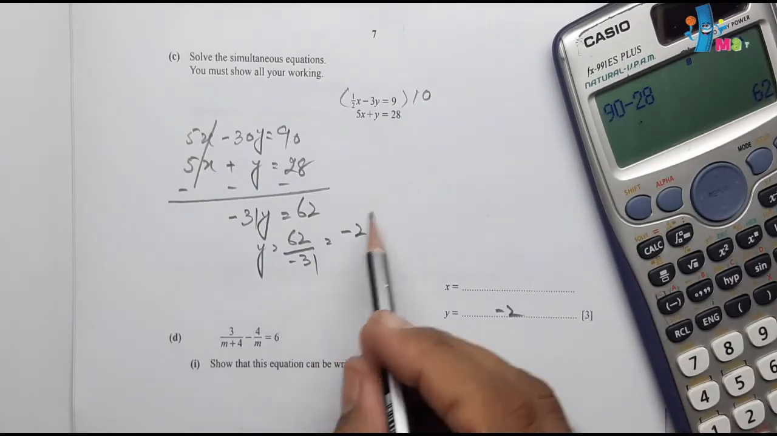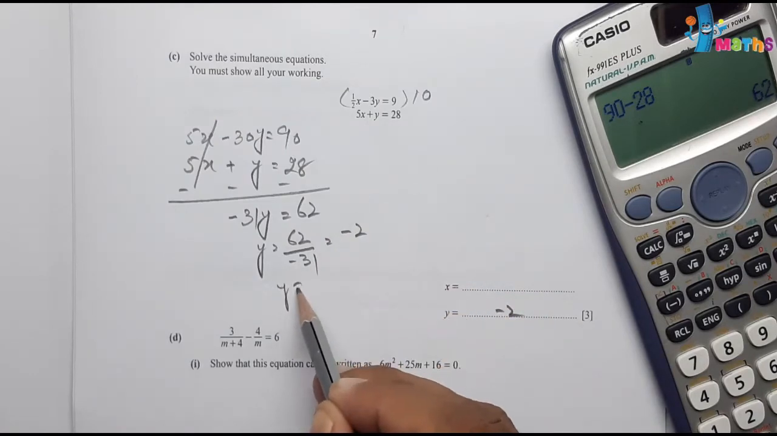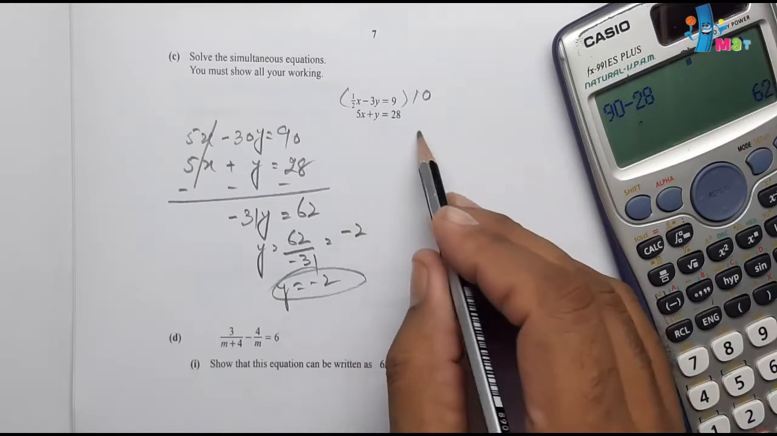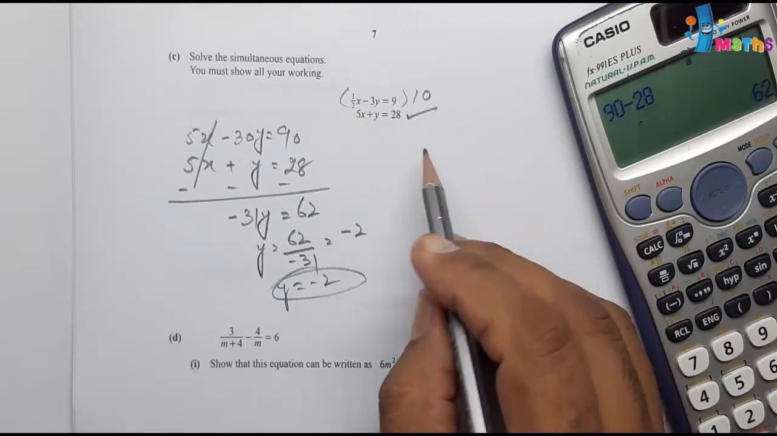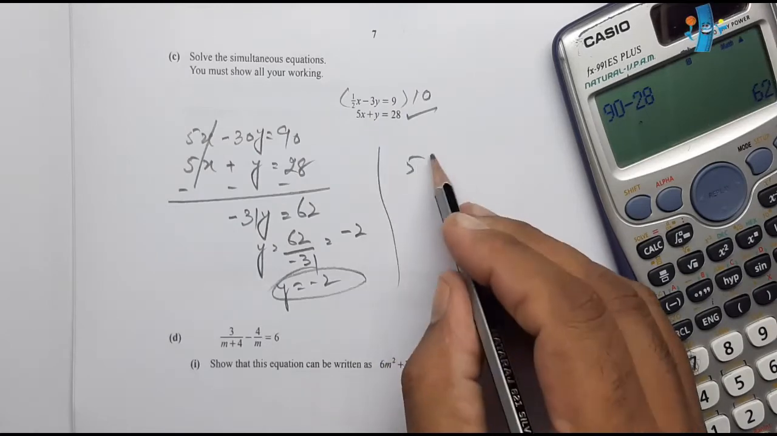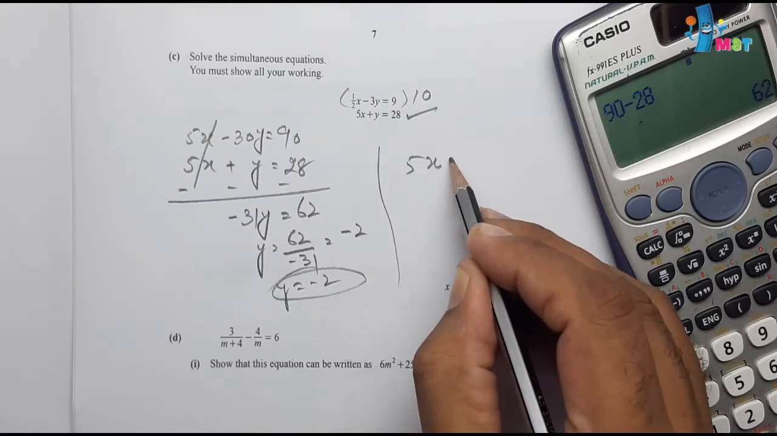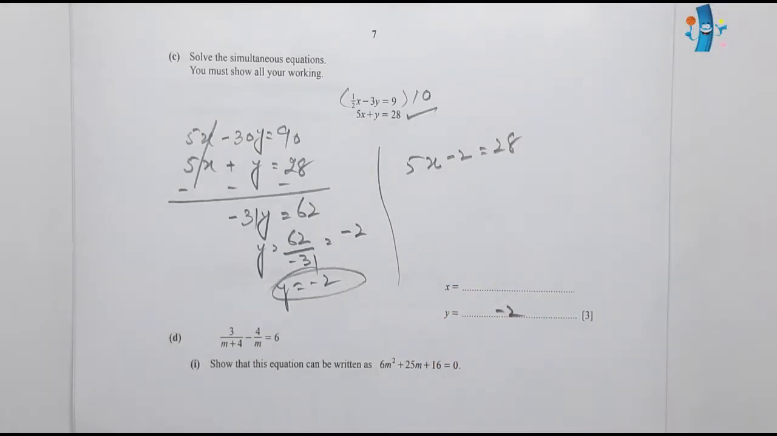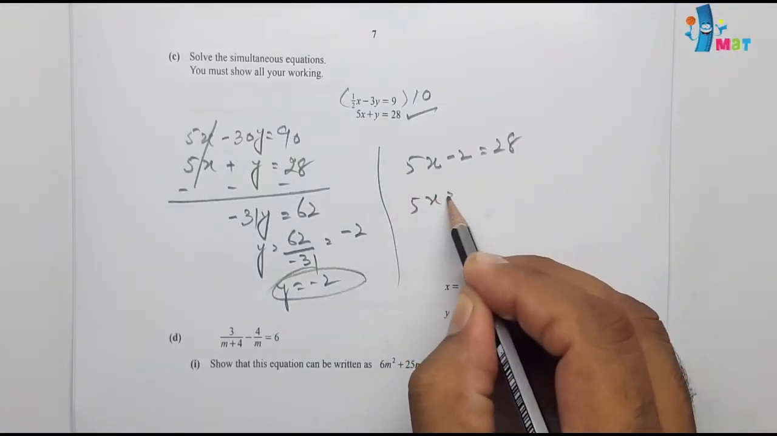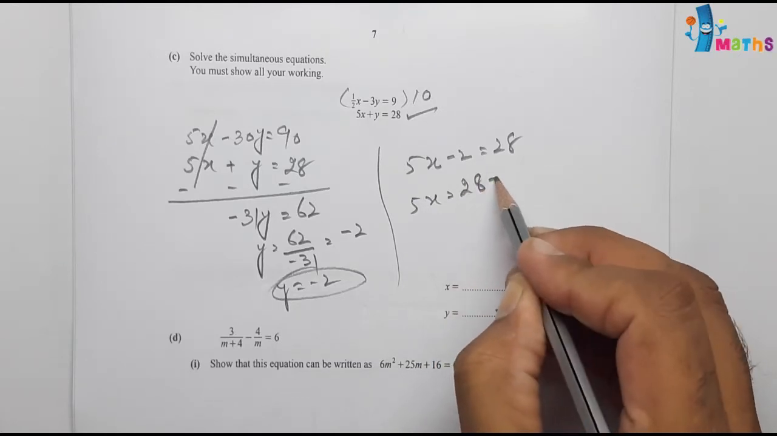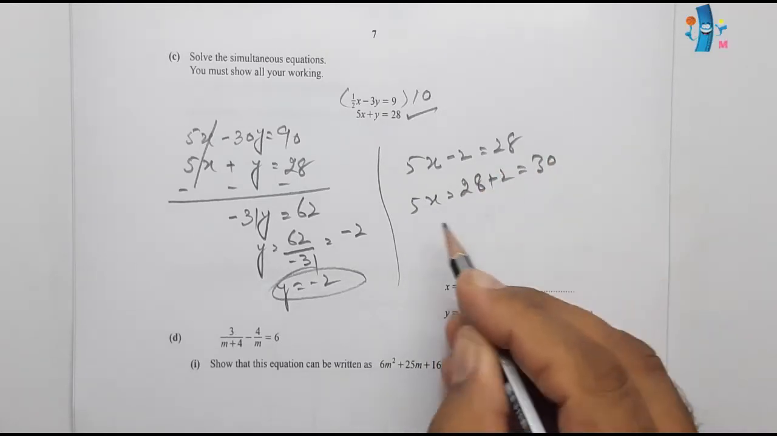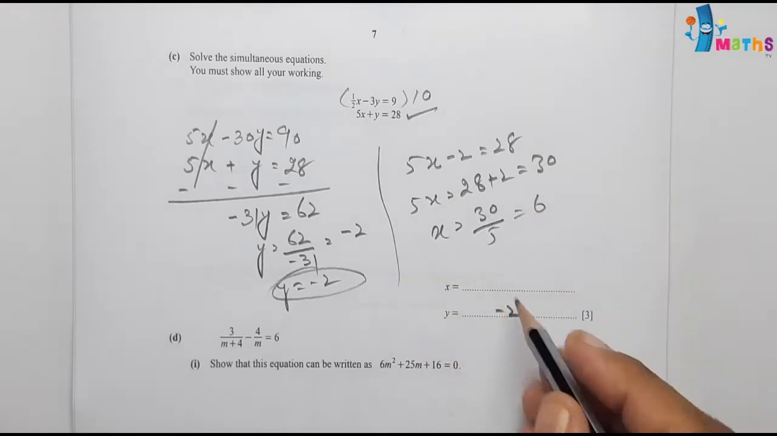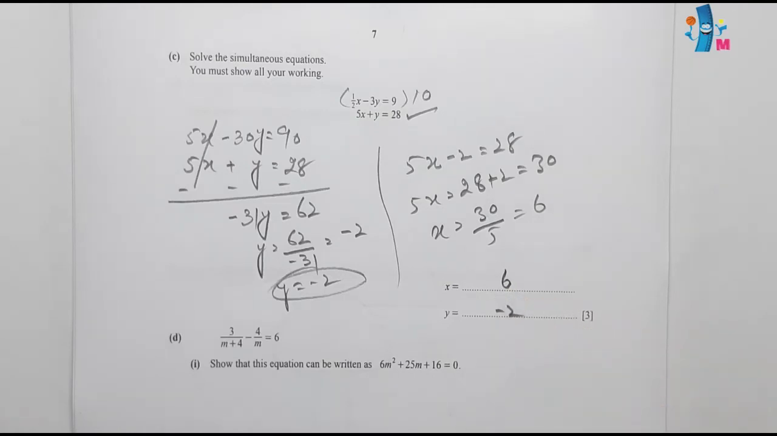We can write over here, and we can replace this value y is equal to minus 2 in any of these two equations, original equations. For example, I'll replace this equation second. So 5x minus 2 is equal to 28. So 5x will be equal to 28 plus 2, which is equal to 30. So x is equal to 30 over 5, which is equal to 6. So we can write x is equal to 6.